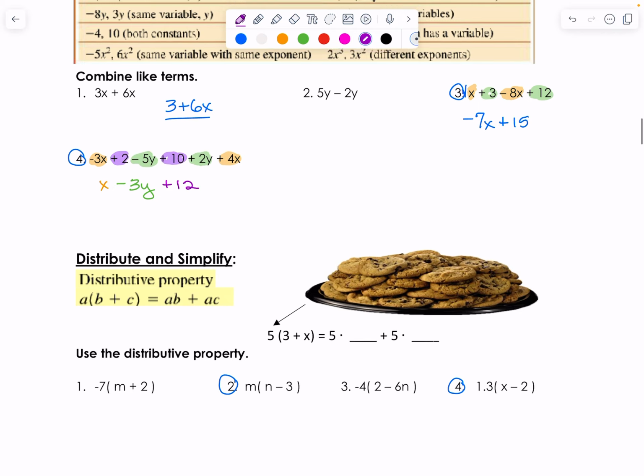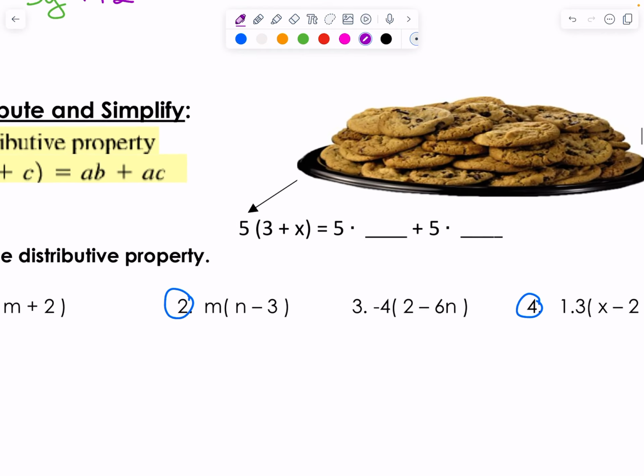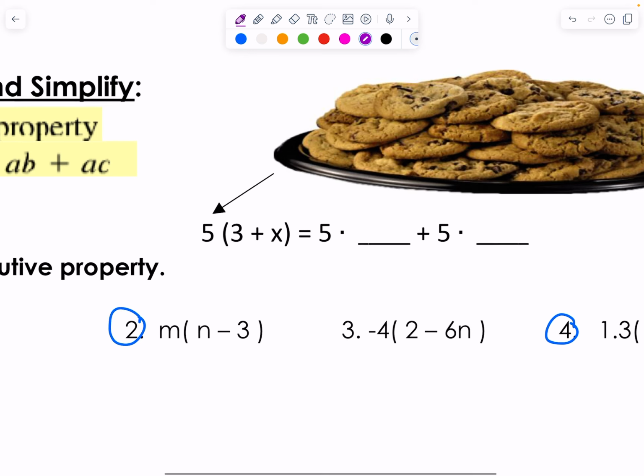Now let's talk about the distributive property. The distributive property, I always think of it as distributing cookies. So I have 5 times the quantity 3 plus x. So I'm going to distribute the 5 to the 3 and get 5 times 3, which would give me 15. And then 5 times a positive x. So that's going to wind up being 15 plus 5x.